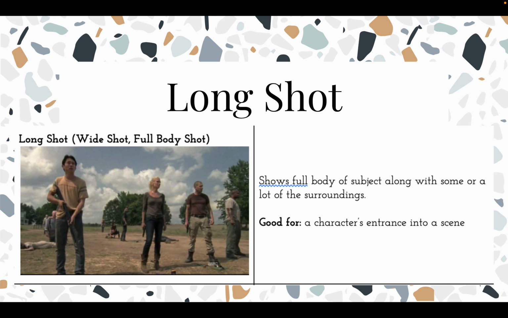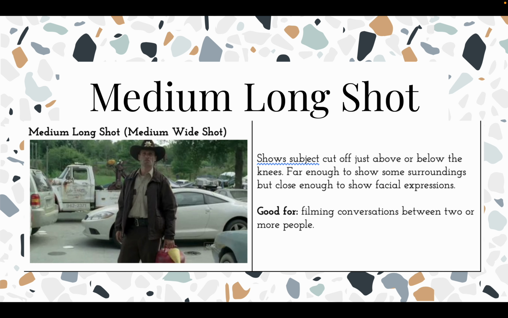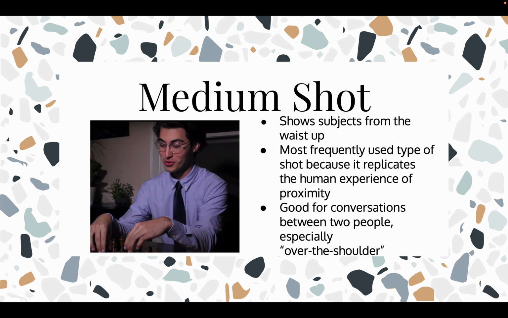You can have a long shot, which shows the full body of subjects along with some or all of their surroundings. This is really good for a character's entrance into a scene. You can have a medium long shot, which shows the subject cut off just above or below the knees, far enough to show some surroundings, but close enough to show facial expressions. This is really good for filming conversation between two or more people.